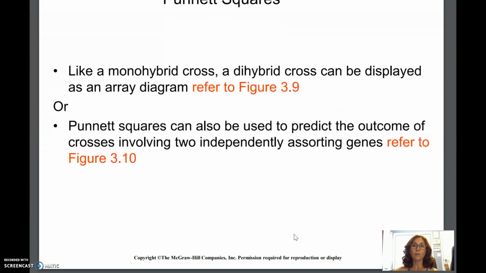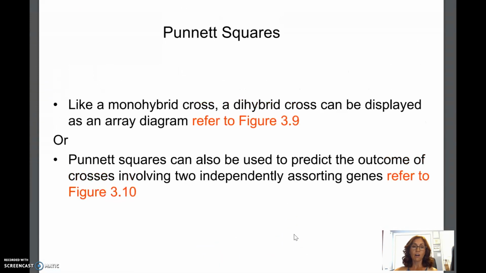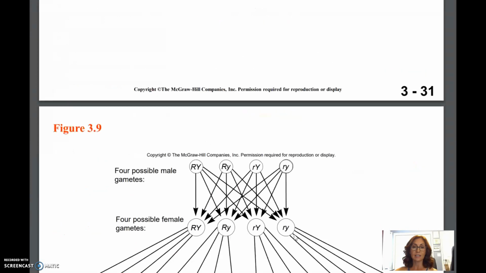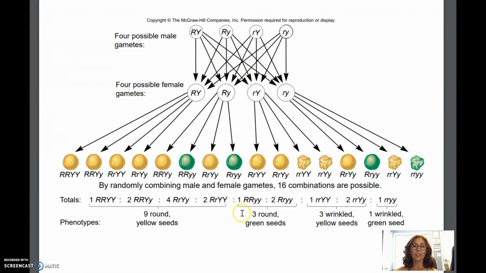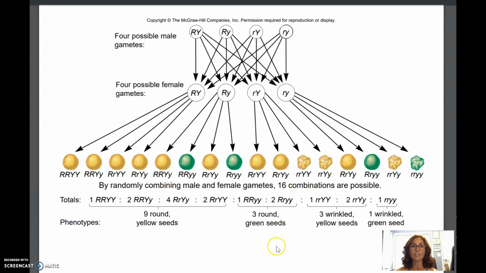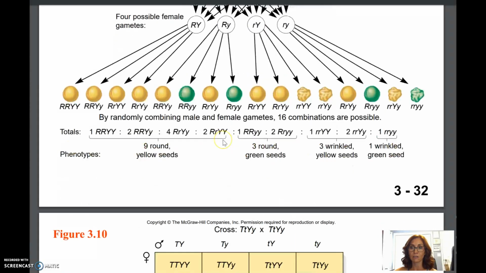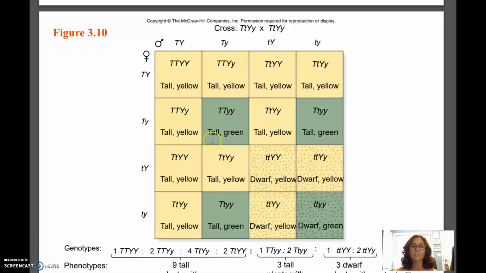And so monohybrid crosses and dihybrid crosses are usually presented in diagrams that are a lot easier to read than this thing. This is much more of what Mendel was actually doing. Here are the possible male gametes or the possible female gametes. Look at all those arrows. Ugh, what a headache. This is a lot tidier here. This is showing you tall yellow. In this case, they're using the height of the plant. Tall yellow or short, dwarf green.